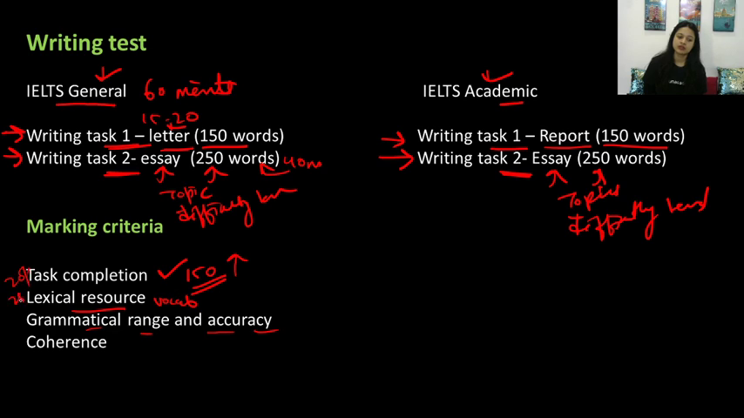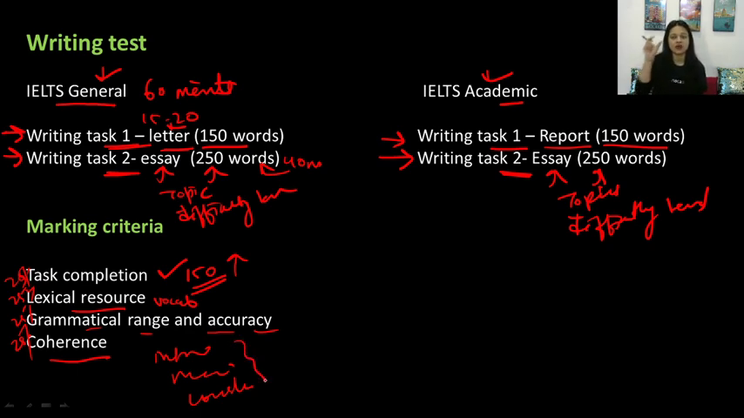So 25%, 25%, 25%, and 25% coherence. That means it's the same thing as fluency. Fluency in speaking, coherence in writing. It should be logical. It should start with an introduction, then come to the main points, and end with a conclusion. Everything should look like a story, it should make sense. Things should come in a proper order.